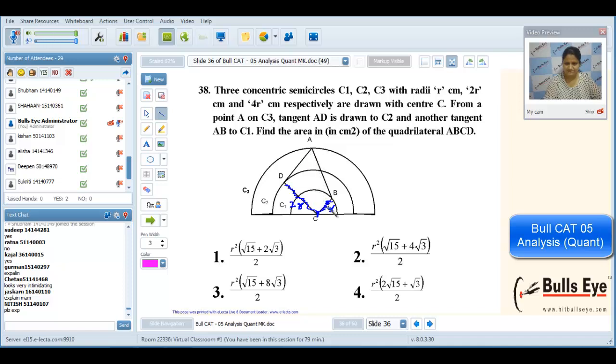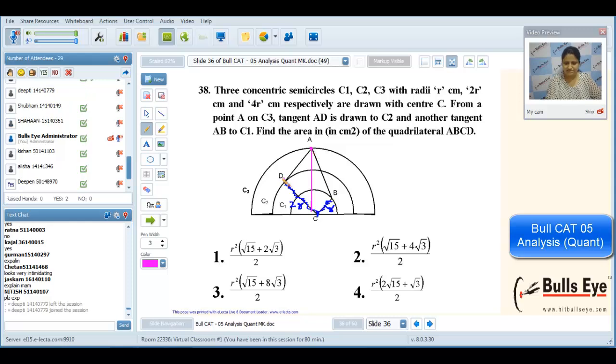I'll join this. Okay, A to C, join a line. Can you say AD is the tangent to the middle circle? And there is a property: whenever you join the center to the touching point, it will become a right angle. So these two are perpendicular, 90-degree angle.